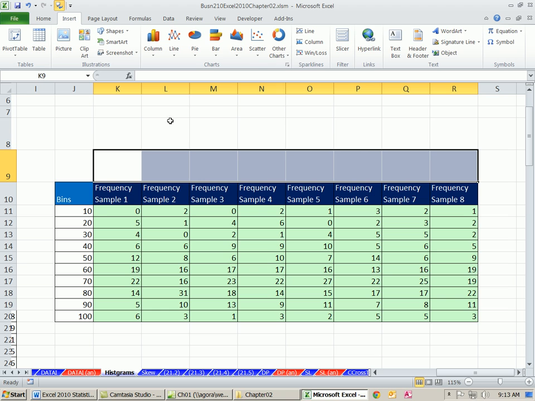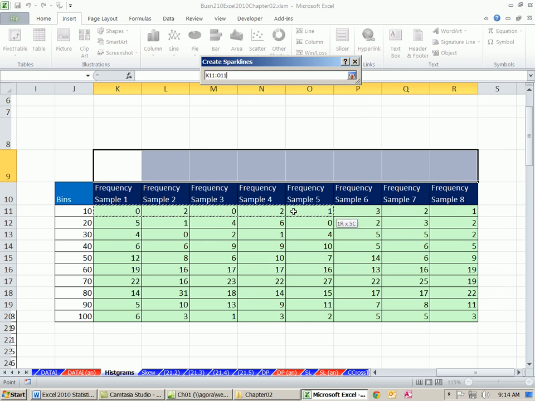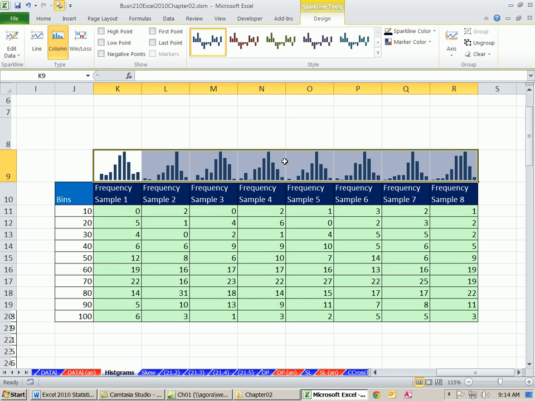You highlight it. You go up to, these are the cells where the charts are going to go. You go up to Sparkline column. And I'm going to say the data range. And it will know right here. It will know for this cell, take that data. For this cell, take that data. All right? And I click OK.